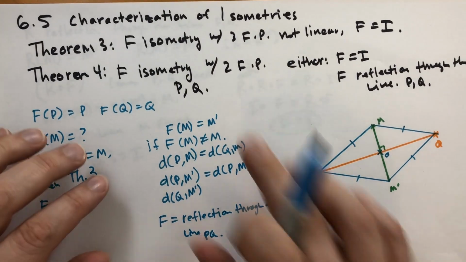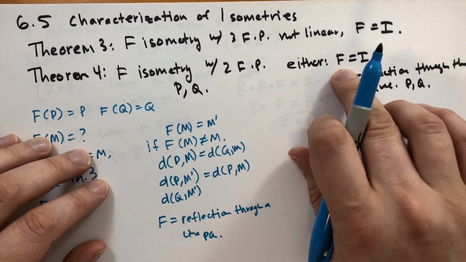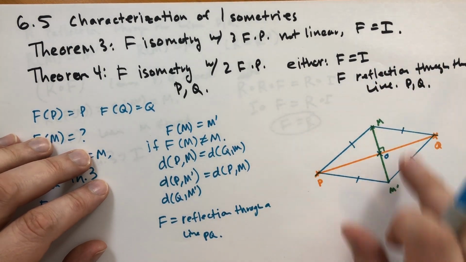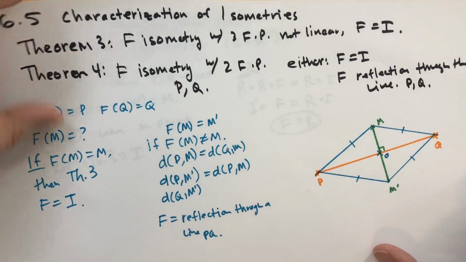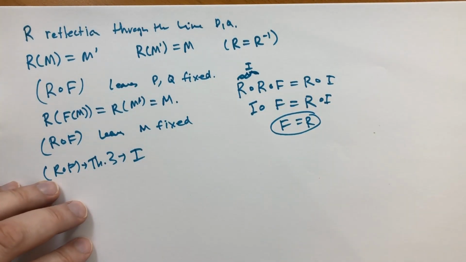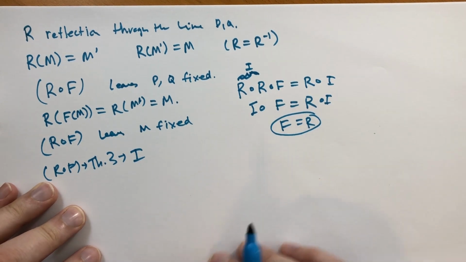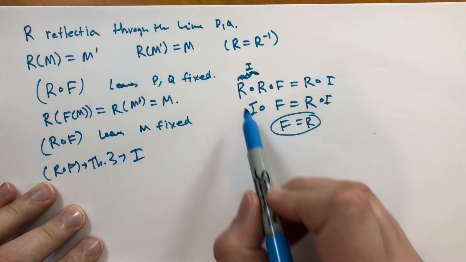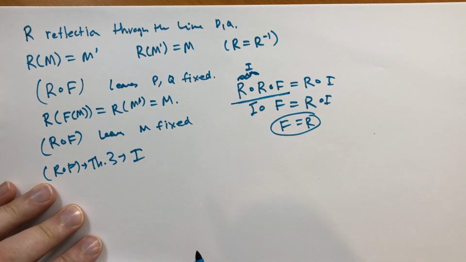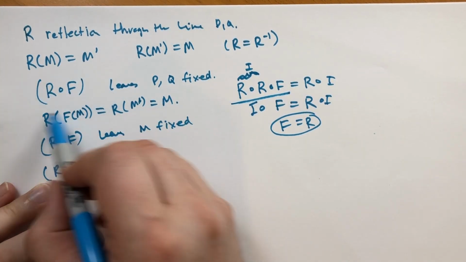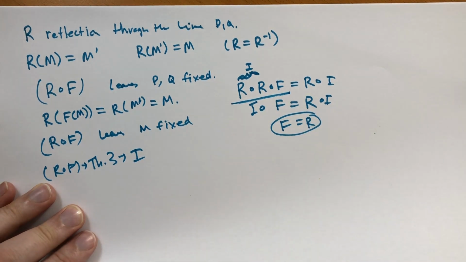So we've just proved with Theorem 4 that if we have two fixed points, then either the mapping must be the identity, or the mapping must be a reflection through the line PQ. There are no other options. You might take some time to think about this and review it until you understand how this proof works and why it works. The key point here is I just picked this arbitrarily, and I noted before I picked this what RF would be. All right, let's move on.